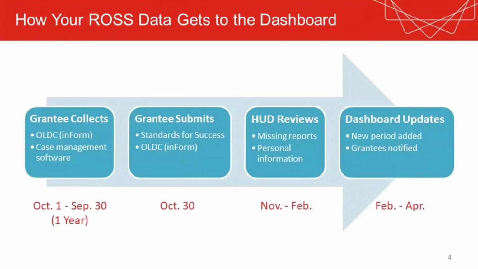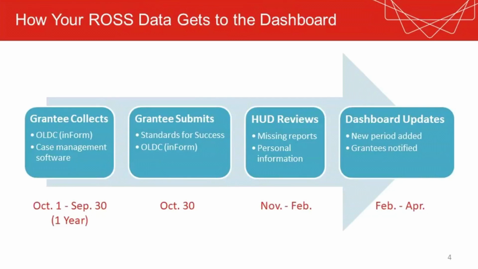Let's take a closer look, though, at how your ROS data gets to the dashboard. HUD expects grantees to collect data continually throughout the year. One way to do this is with the Inform tool, which we're now referring to as OLDC. That's made by a group called Grant Solutions, and it's available to all grantees for free. Another way to do this is with third-party case management software, which is available for purchase. We'll talk more about tracking data continually using the OLDC tool in a few minutes.